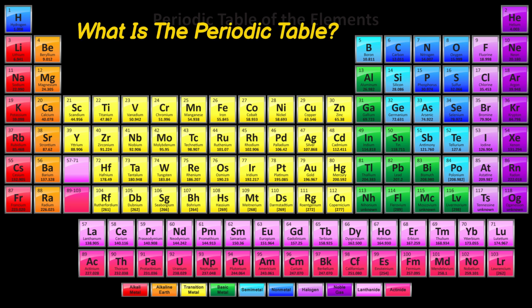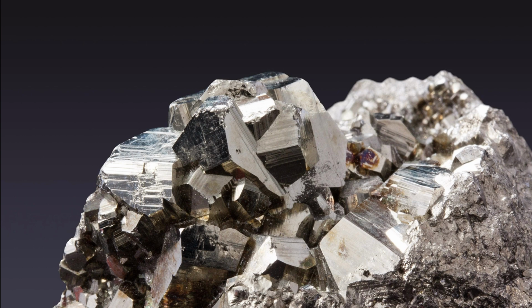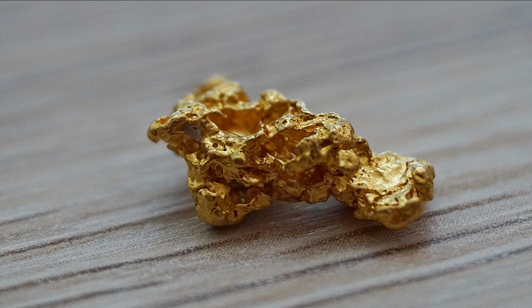So what is the periodic table? The periodic table is like a map of all the known elements in the universe. It organizes elements based on their atomic number and shows us how different elements interact and behave. Elements are substances made up of the same type of atom. Iron only contains iron atoms and gold only contains gold atoms.